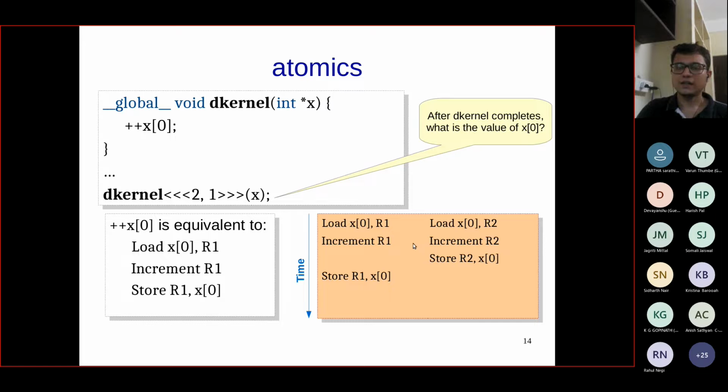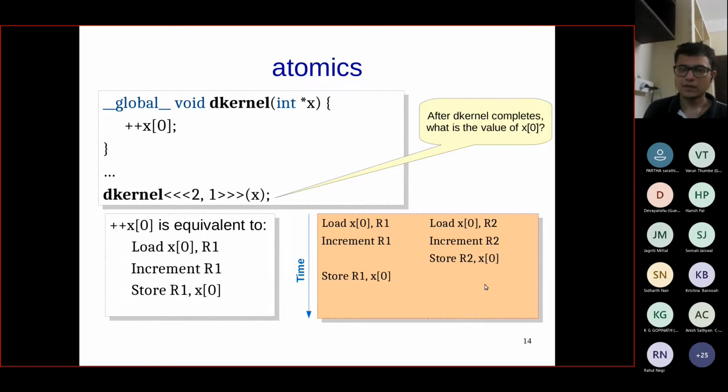Then they'll increment the value of R1 and R2, which are the registers in which the value is loaded, simultaneously, because since they have different registers, they can do this simultaneously. So they both will increment the value to 1 and 1 respectively, and then both of them will try to write into that memory location x of 0, and this store can happen in any order. First thread 2 can store, and then thread 1, or vice versa, thread 1 will store and then thread 2.